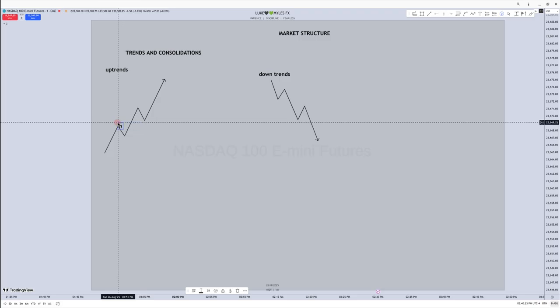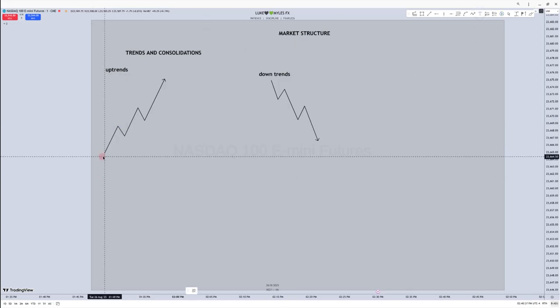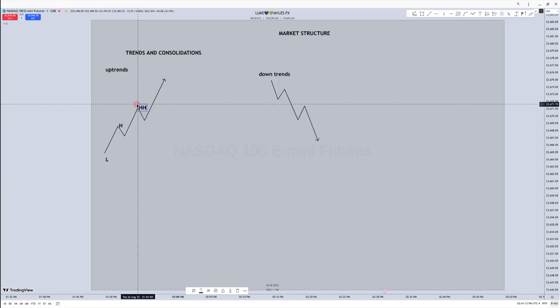So if that is a high, and this is my low, and then I'm having this as a high that is higher than this high. If I consider this as my initial high and this as my initial low, and I have a high that is higher than the initial high, then that would be a higher high. A high that is higher than my initial high.